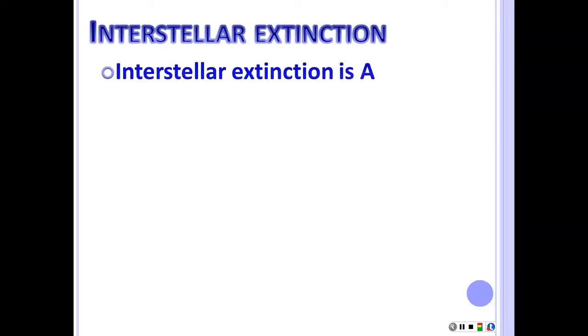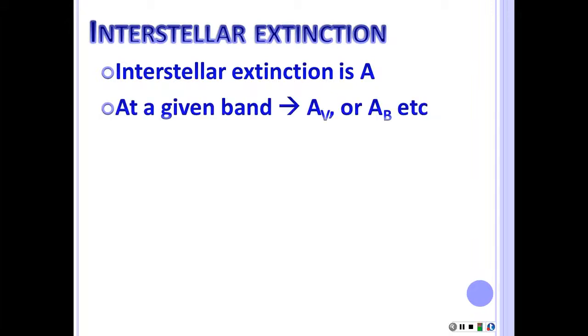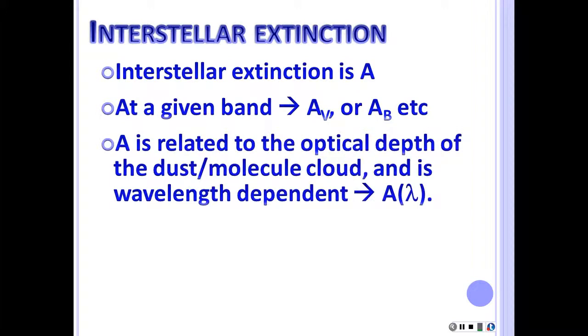And so the way that we account for it is we say that a star suffers from some sort of extinction A, and it will be with respect to whatever band you're looking at. So if you're looking in the visual band, it's AV, and the blue band, it's AB, and so on. And it's related to the amount of material it has to pass through. So the optical depth, and we talked about optical depth with respect to the sun. Well, we have optical depth of a cloud of molecules or a cloud of dust between us and the star, and it will be wavelength dependent, just like it is for the atmosphere and just like it is for the sun.